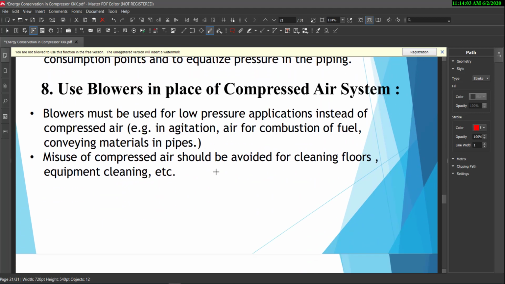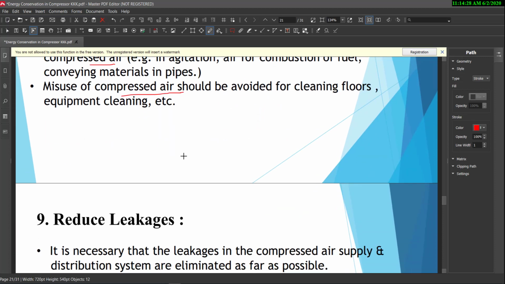And the eighth one is the use of blowers in place of a compressed air system. The misuse of compressed air should be avoided for cleaning floors, equipment cleaning, etc. Blowers must be used for low pressure applications instead of compressed air, for example, in agitation air, for combustion of fuel, etc.